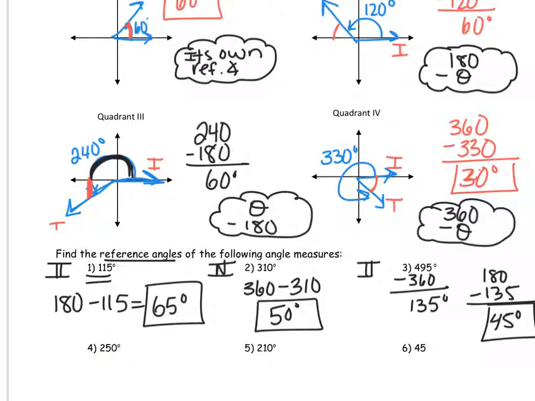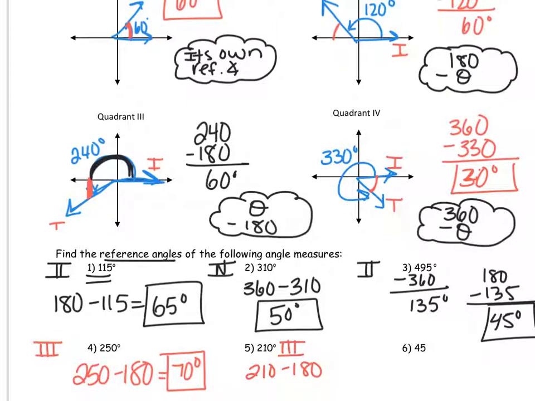Okay, where's 250? 250 is in the third quadrant. So we take the angle minus 180. So this is the third quadrant, and we take 250 minus 180, and we get 70, okay? Number 5 is 210. It's in the same spot, quadrant 3. So we'll do 210 minus 180, and we'll get 30. And last but not least is number 6. Number 6 is an angle in quadrant 1, and quadrant 1 is its own reference angle, so 45 degrees.